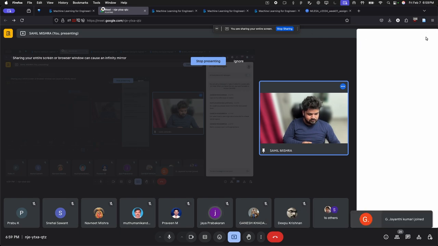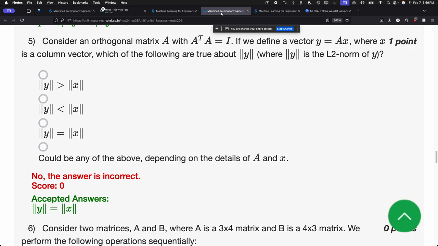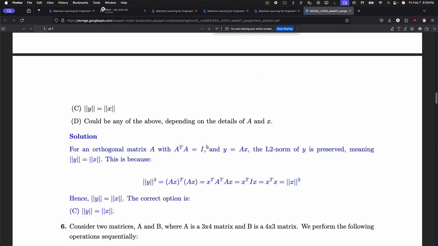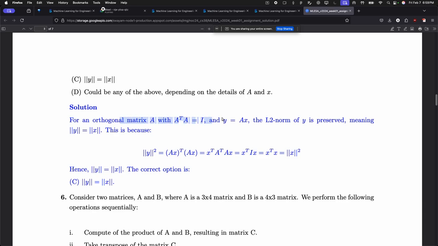Okay. Let's see the solution. Question. When A transpose A is I and Y is equal to AX is given, the L2 norm is preserved, meaning this is because once you do this thing, Y square is this multiplication of this with this. This becomes X transpose A transpose A X, and A transpose A is I, so X transpose X is X square. Got it?